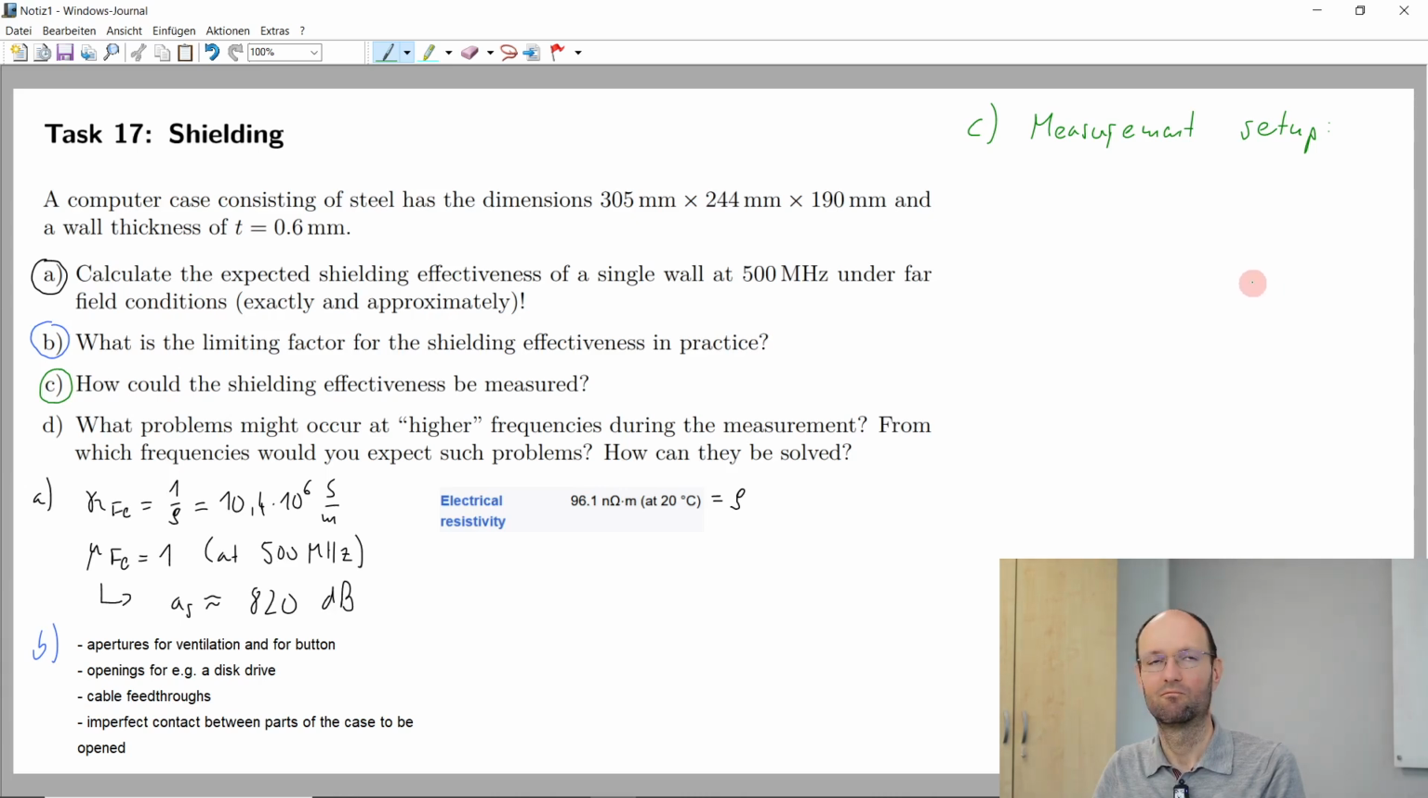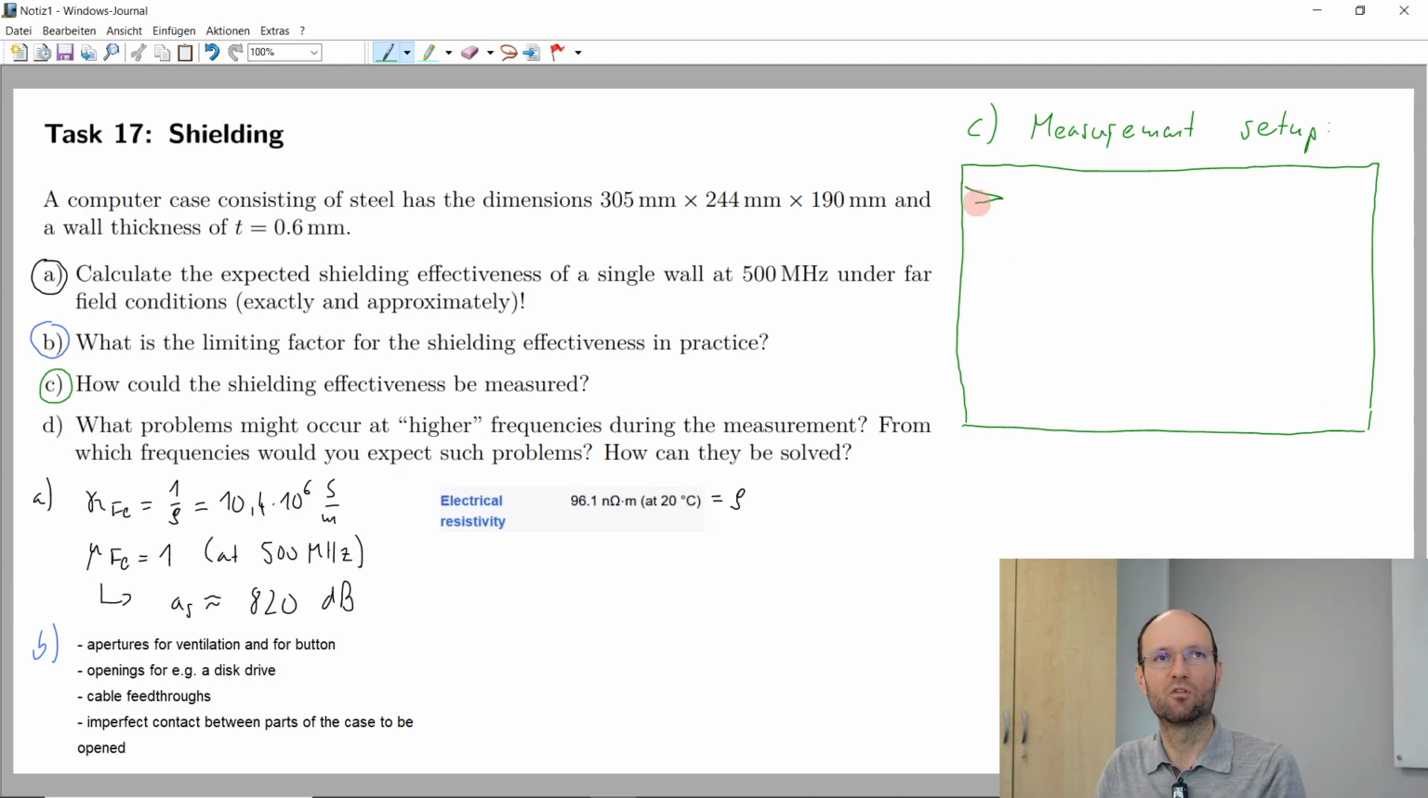We could probably do it in a semi-anechoic chamber. I would say we not necessarily need to, but of course, it would certainly not be a bad idea. So let's say we have some big shielded room to shield us from the surroundings, and we don't want the inner walls to be reflecting.